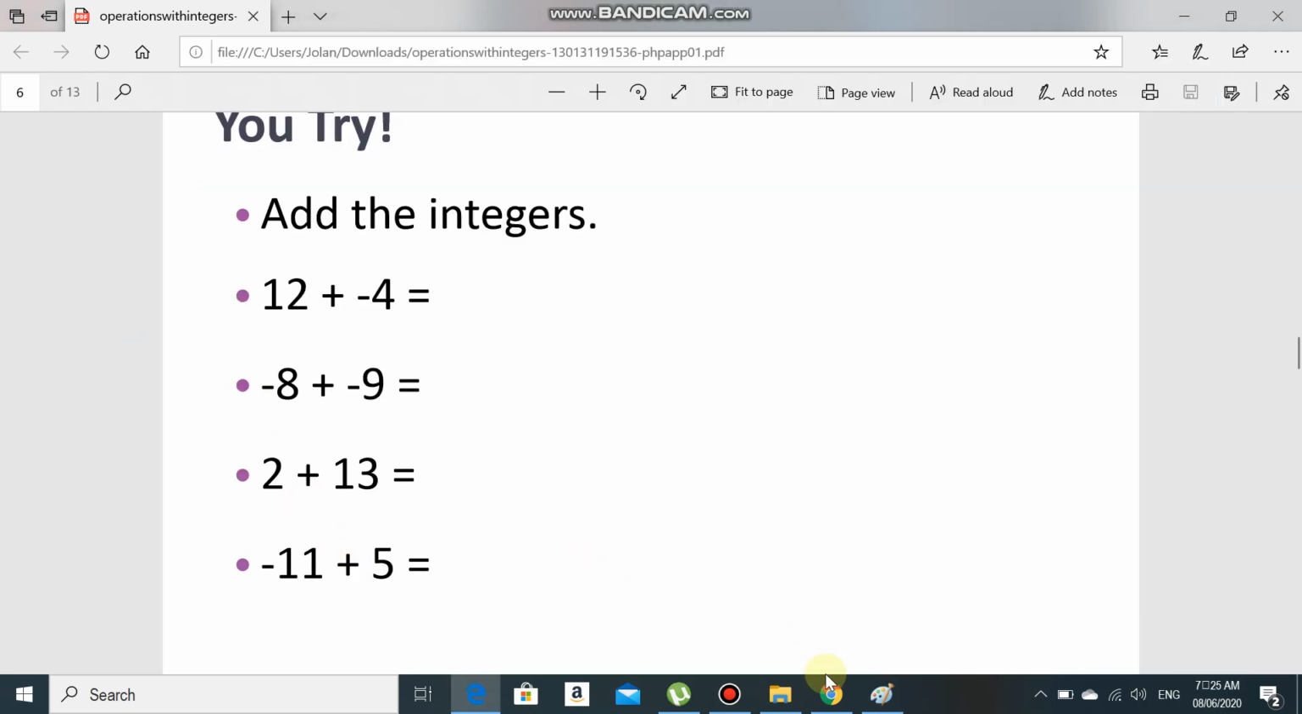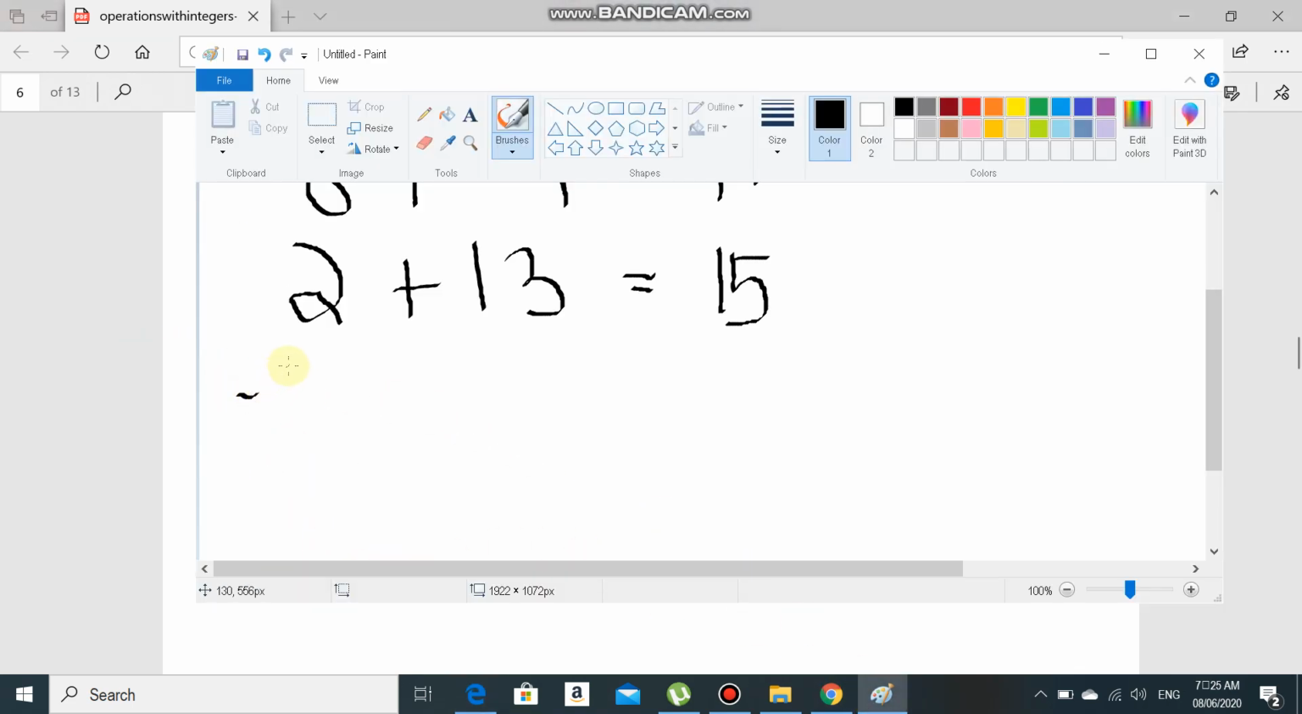Lastly, negative 11 plus 5. They don't have the same signs, so we apply the third rule, which is to subtract these two numbers, and that gives us the difference of 6. And we use the sign of the bigger number. 11 is bigger than 5 and 11 is a negative number, so the sum is negative 6. Now, did you understand our lesson for today?